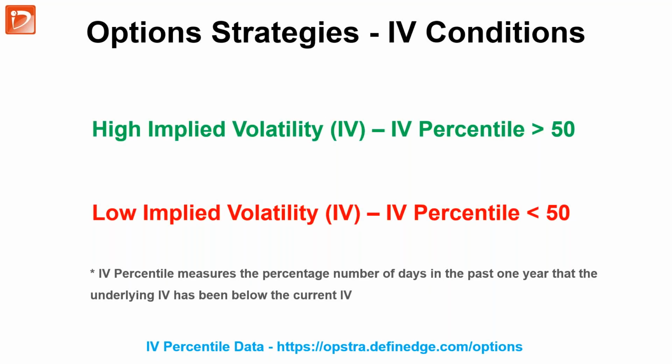So today we'll talk about different kinds of option strategies that one can do under different implied volatility conditions. Implied volatility is nothing but a proxy of options pricing or options premium. Here we talk about two different implied volatility conditions. One is high implied volatility, where the IV percentile, which is a ranking mechanism of implied volatility, is above 50. And the other condition is low implied volatility, when IV percentile is below 50.